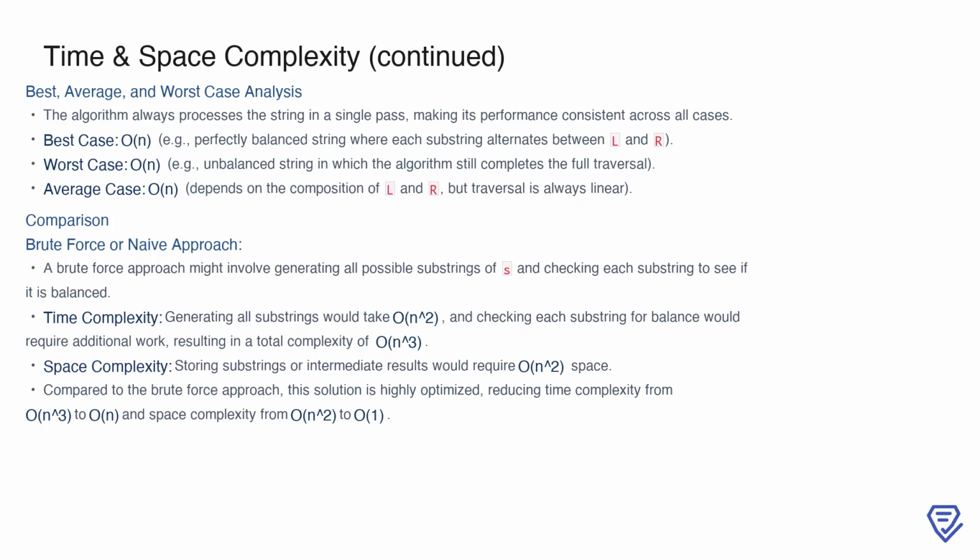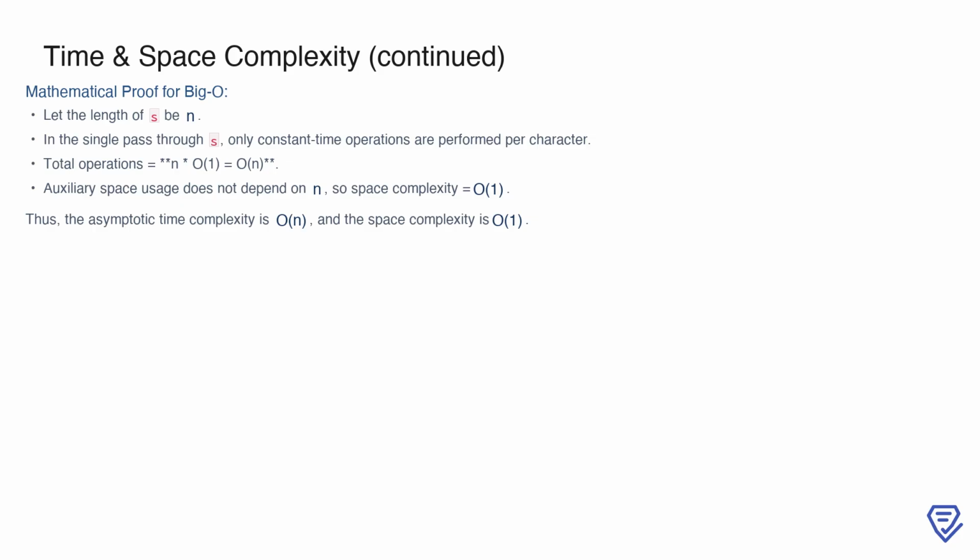When compared to a brute force or naive approach, the efficiency of this solution becomes more evident. A brute force method would involve generating all possible substrings of the input and checking each one for balance, which could lead to a time complexity of O(n^3) and a space complexity of O(n^2), due to the storage of intermediate results. By contrast, this optimized solution achieves a significant reduction in both time and space complexity, down to O(n) and O(1), respectively.